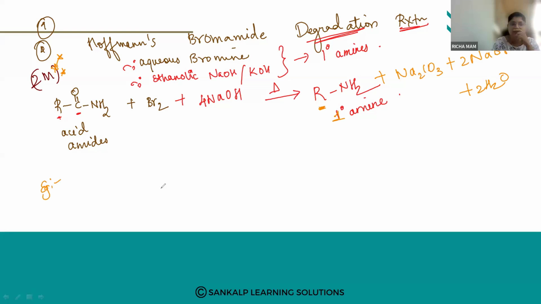First we'll take an aliphatic amide and then we'll take an aromatic one. So the first one is acetamide. So let us take acetamide. This is our acetamide. Again, we are going to take it with aqueous bromine plus ethanoic KOH, or you can take NaOH. Then we are going to heat it. Yes. Tell me the product, students. What will be the product?